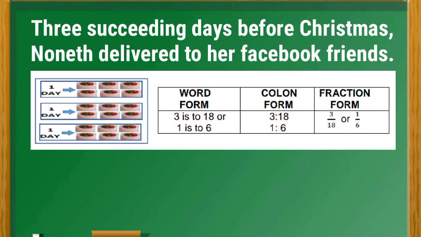Is 3 is to 18 our final answer? The answer is no. You have to express the ratio in the simplest form by dividing the quantities by their GCF. So the 2 quantities here are 3 and 18. What number is common to 3 and 18 that can divide both, or what we call the GCF? Okay, 3. So 3 divided by 3 is 1. 18 divided by 3 is 6. So the ratio is 1 is to 6.